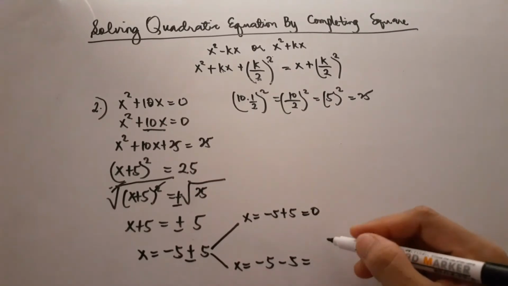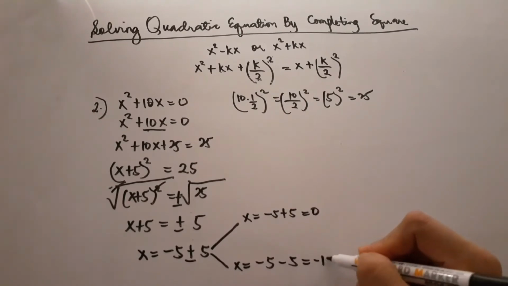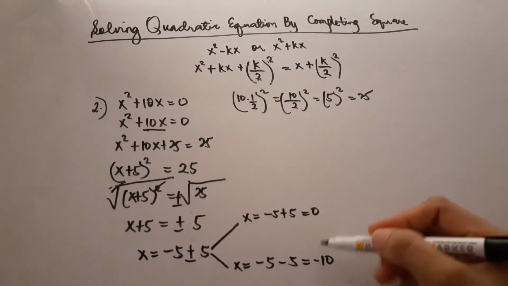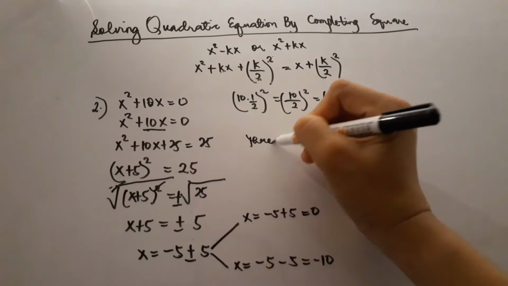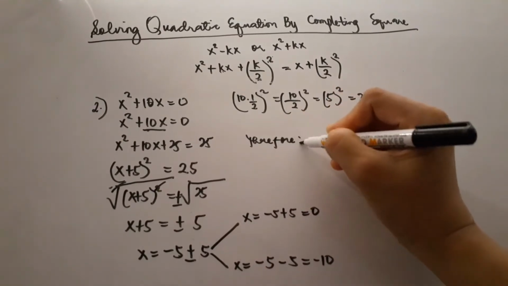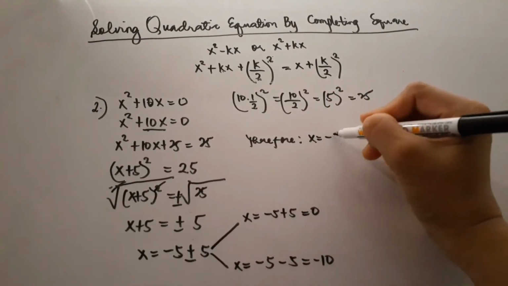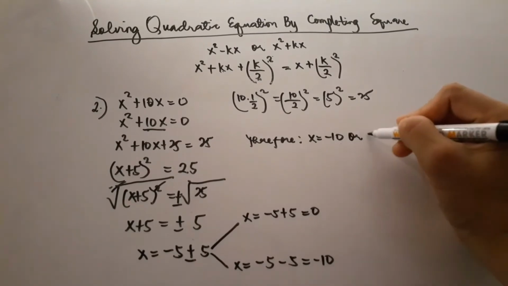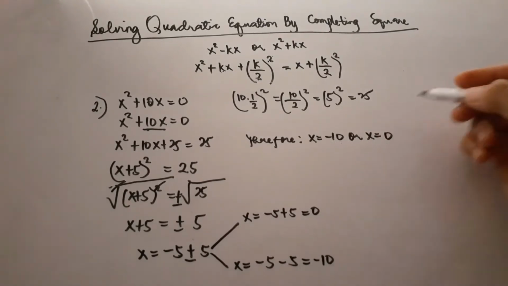negative 5 minus 5, which is equal to negative 10. Therefore, our solution is x is equal to negative 10 or x is equal to 0.